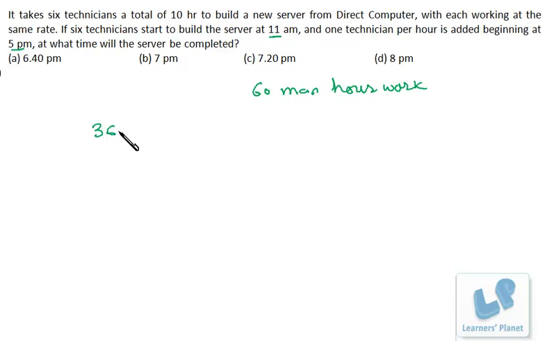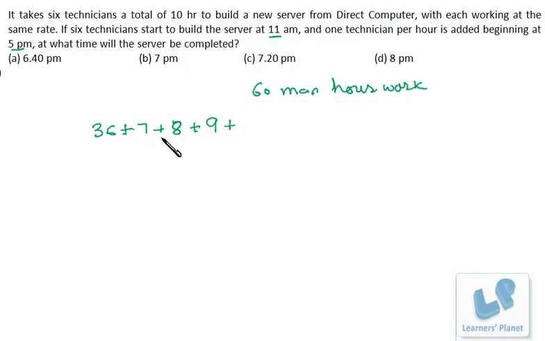Now from 5 to 6 one more person is added, so 7 man hour work will be completed. Then from 6 to 7 one more person is added, so 8 persons will be there, so 8 man hour work will be done. Then from 7 to 8, 9 persons will be working. Then after that more persons will be added, so let's see whether it makes 60 or not.